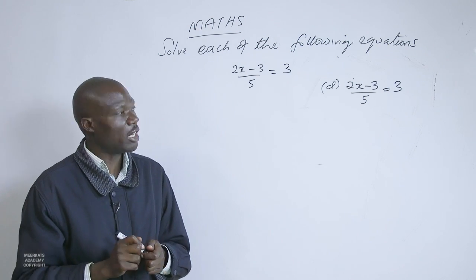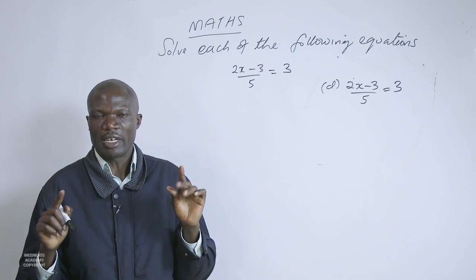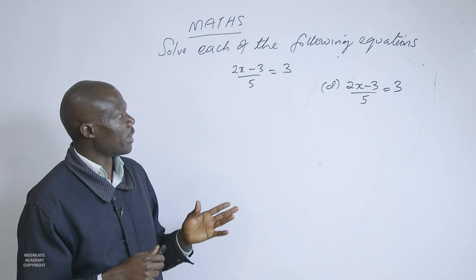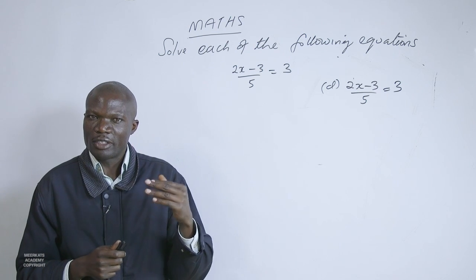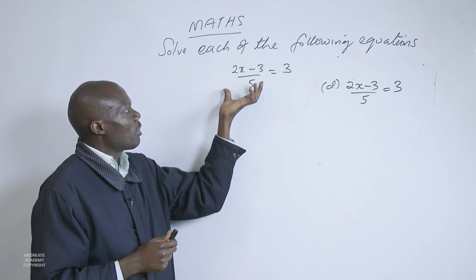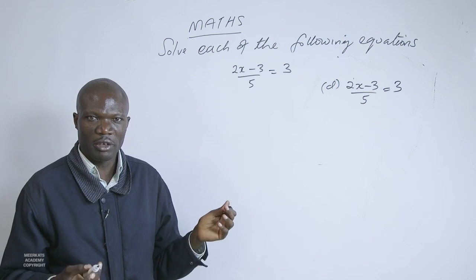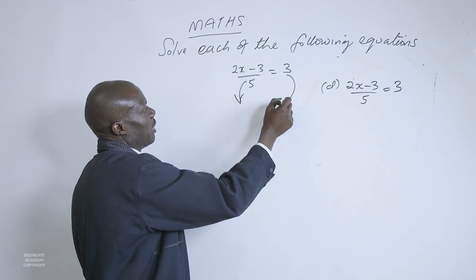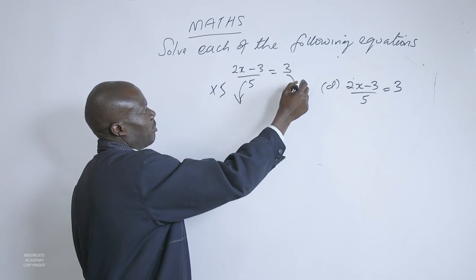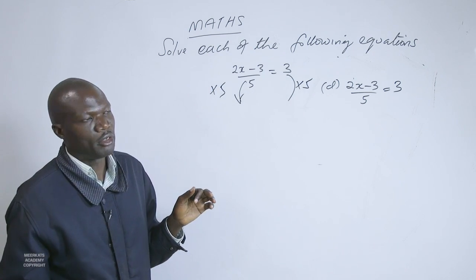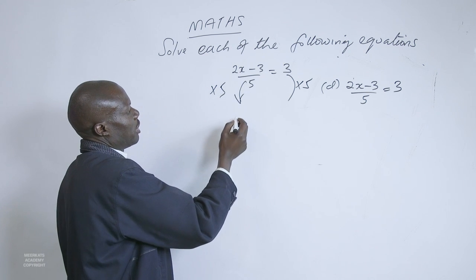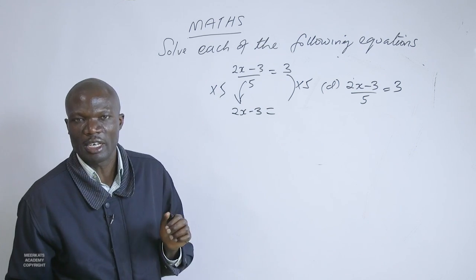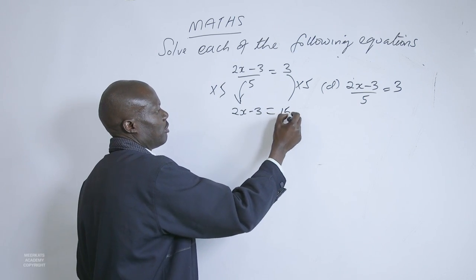The question is 2x minus 3 over 5 equals 3. Unlike what we did earlier, the whole of this part forms a fraction, so the very first thing is removing the denominator. To remove the denominator, we multiply by 5 on both sides. The 5 will cancel, and we remain with 2x minus 3 equals 3 times 5, which is 15.